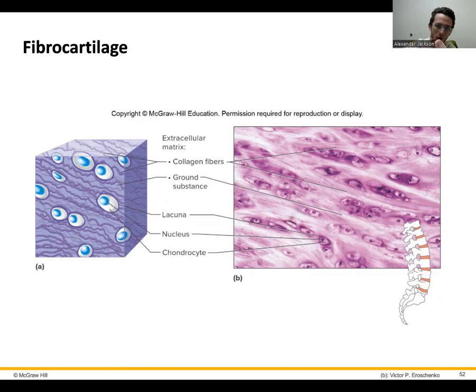Because with bones and bones, you want to have a cushion, like a nice, hard, firm, but yet cushiony cushion between them so that if you jump and your vertebrae basically stack on top of each other, you want them to be able to move a little bit. So fibrocartilage is pretty obvious to see. You've got those clear chondrocytes, but then you've got these nice, strong, thick collagen fibers in between them.